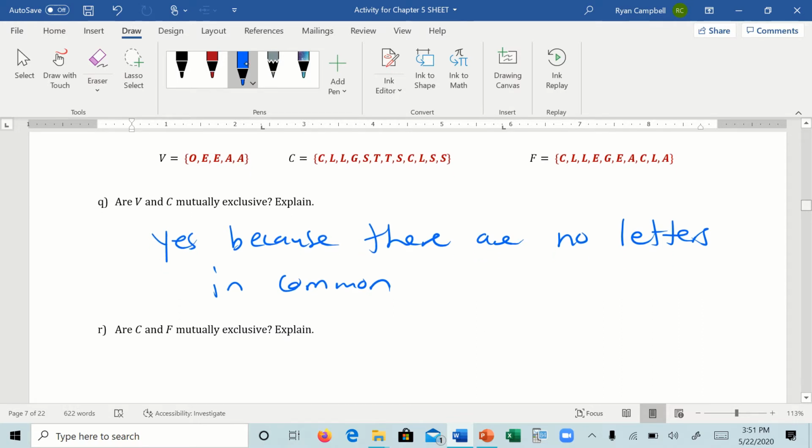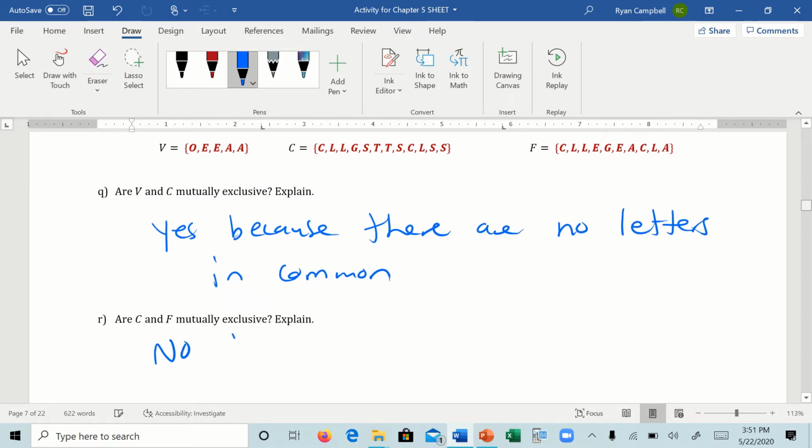Are C and F mutually exclusive? No. Why? It's because there are letters in common with C and F. There are letters at the front of the alphabet that are also consonants, because both include the letter C. So that's an example of something that you could write: since both include the letter C, they can't be mutually exclusive. You could also say because both include some of the same letters. That also would work. They're not empty.